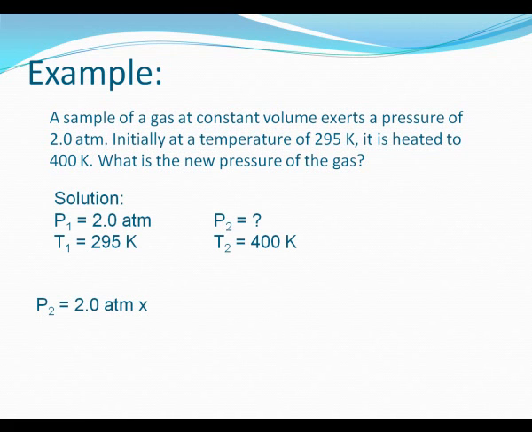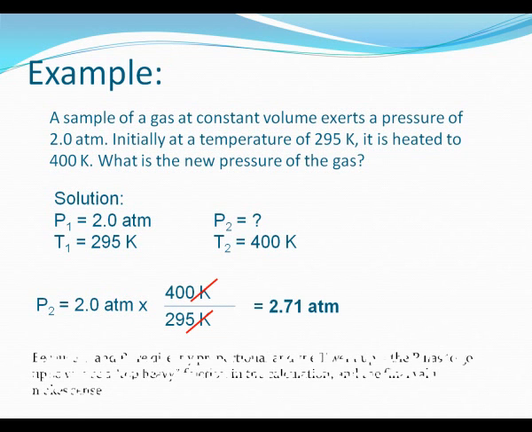Since we're looking for a pressure, we're going to start with the pressure that was given and apply a conversion factor based upon the temperatures that we were given. Now, it's directly proportional. If the temperature is going up, the pressure is going up. So we're going to put the 400 Kelvin, the larger number, on top, and we end up with an answer of 2.71 atmospheres. And that answer makes sense because the T went up, the P has to go up. And we're using what we call a top-heavy fraction in the calculation.